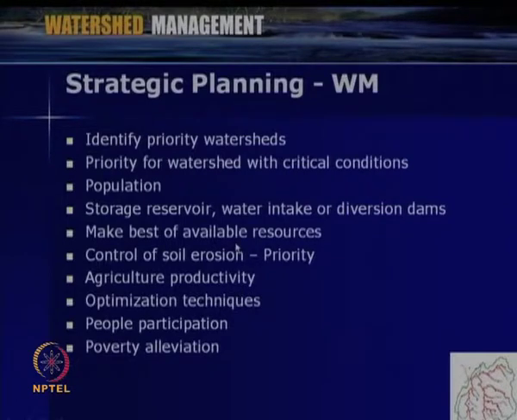In some particular areas, either using optimal water use or optimal agriculture practices, how we can improve the income of the people. And in all this strategic planning, we can take people's participation, and then we can do stakeholder analysis, and take their opinion also. So in all this, our main aim will be poverty alleviation as far as the particular area is concerned.